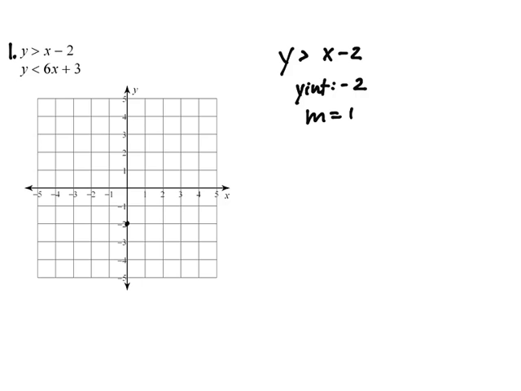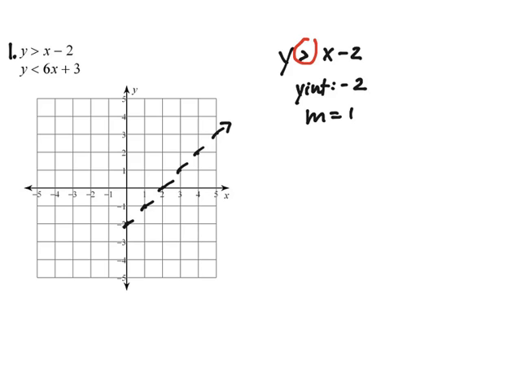Negative 2. And then move up 1, up 1. Okay, and so I have some points. Now, this inequality, greater than, does not include the line, so that means that it's going to be a dotted line. So I'm just going to go ahead and draw it. So this is my dotted line.